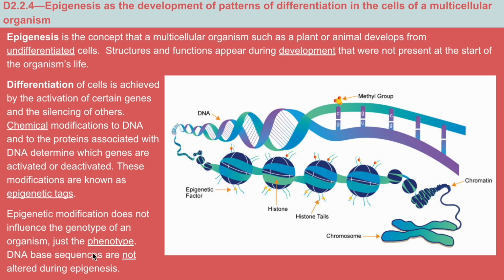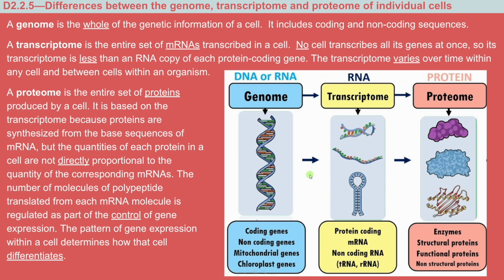They don't influence the genotype of an organism, right? We're not changing the bases and their order in any way. Instead, we're just adjusting the phenotype, as it controls which actual genes get turned into proteins. DNA-based sequences, again, are not altered, but we're going to see these epigenetic tags affecting transcription.